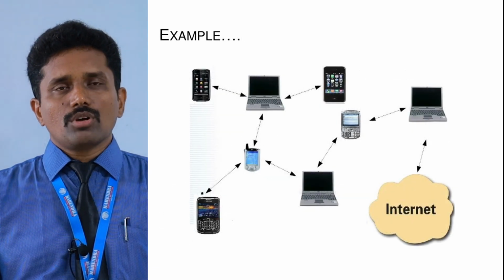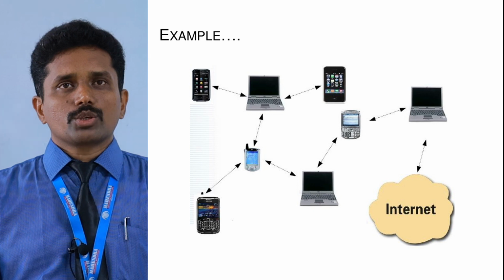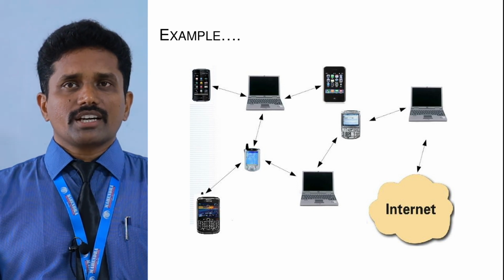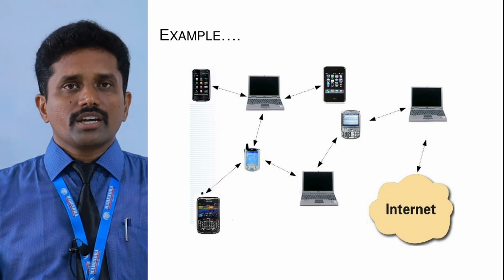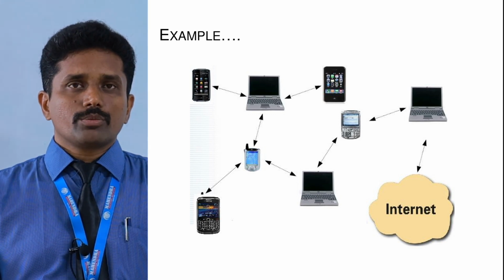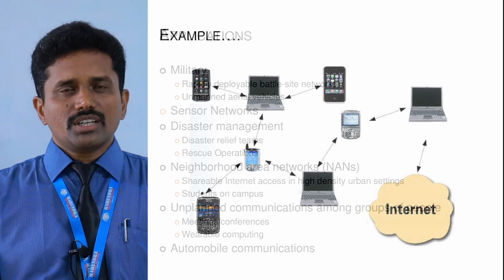So this is an example of a mobile ad-hoc network. Consider a mobile node which is connected to two laptops. The two laptops are again connected to other mobile phones, and they are finally connected to a laptop. So this is the infrastructure that is formed spontaneously without any predefined structure, and also this infrastructure may vary with time.